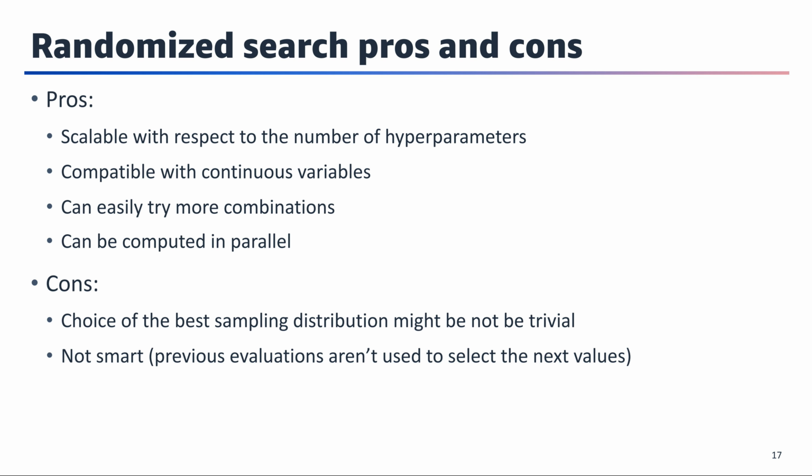Choosing the best sampling distribution for the hyperparameters might not be trivial, and the approach is not smart in the sense that previous evaluations are not used to guide the selection of the next set of values to try. It simply samples randomly from the specified distributions or ranges without learning from previous iterations.